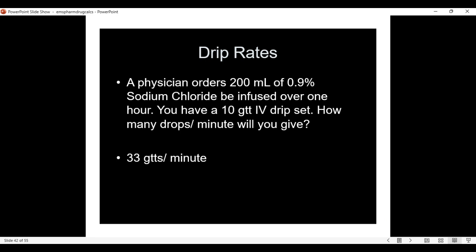33 drops a minute. So how did they get that? Right? So they took the 200, the ordered dose, times 10, right? And then they had to divide it by 60 because it's 1 hour. So 200 times 10 is 2,000, divided by 60, 33 drops a minute.